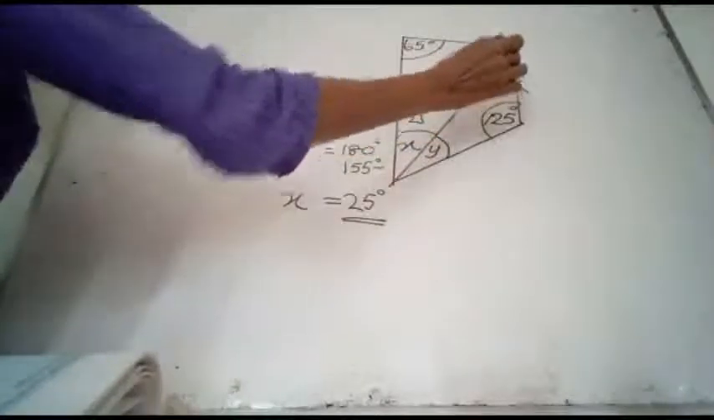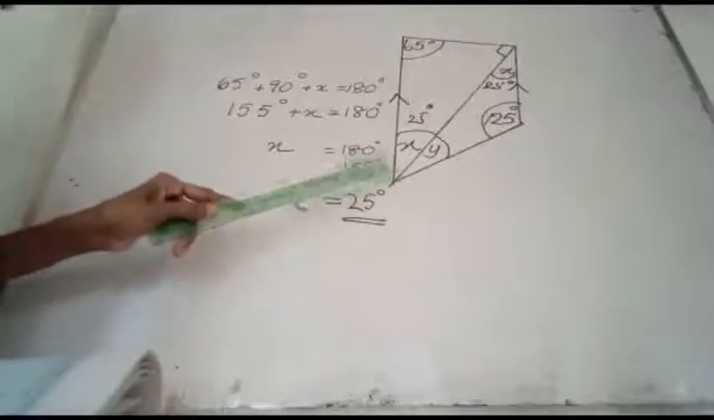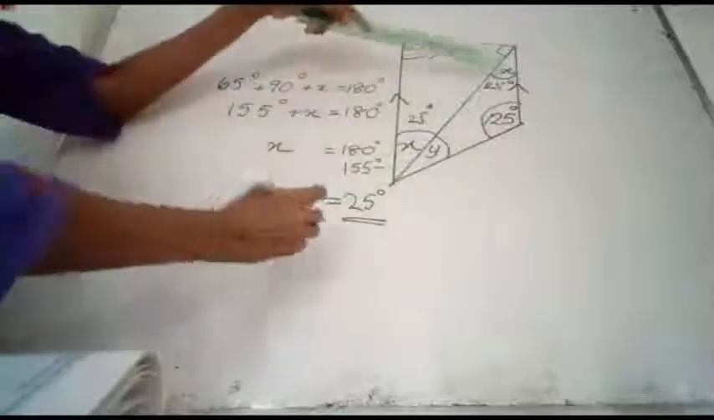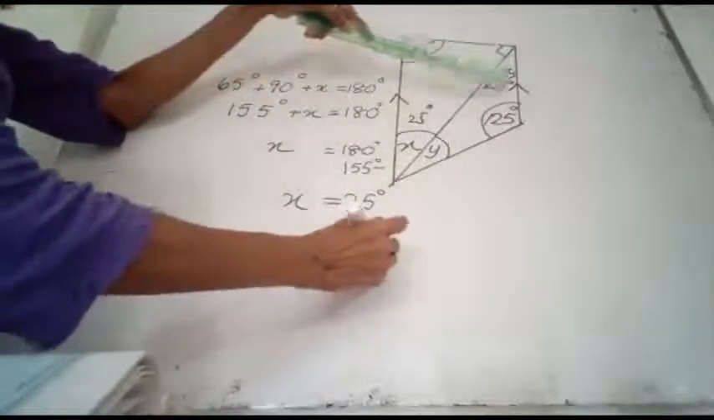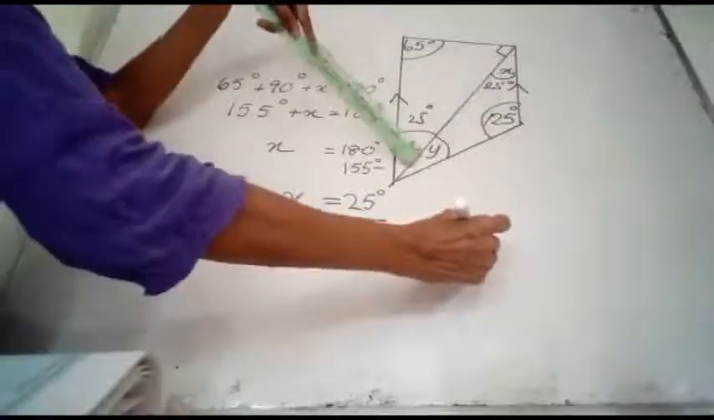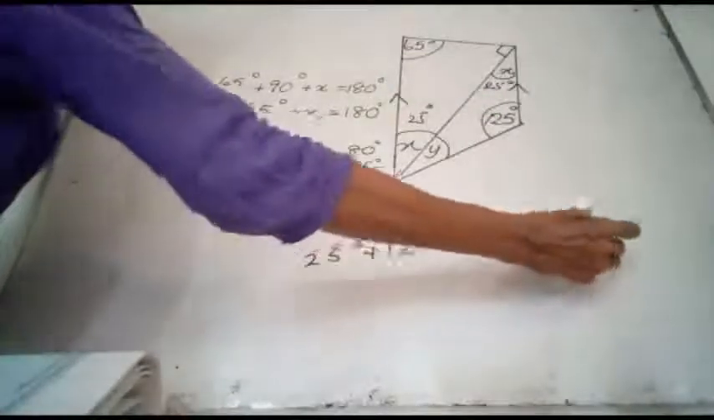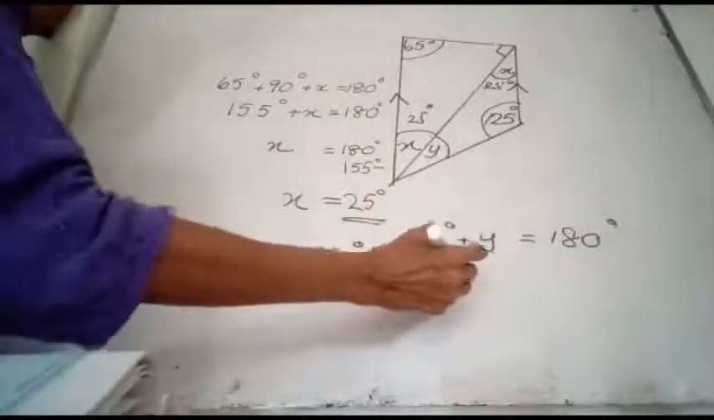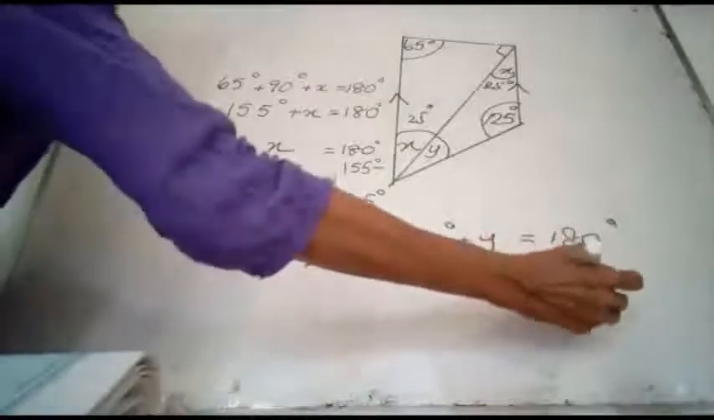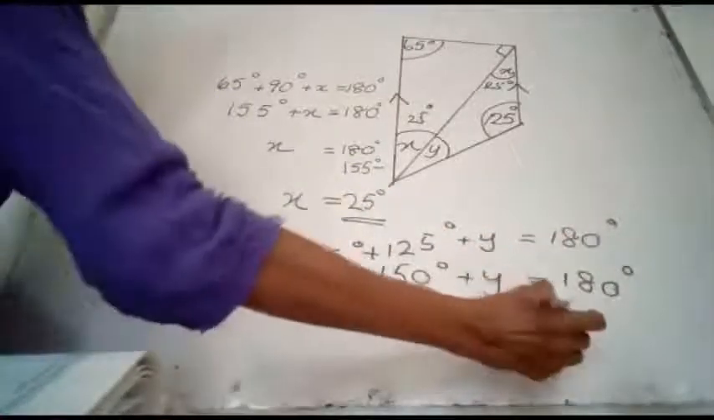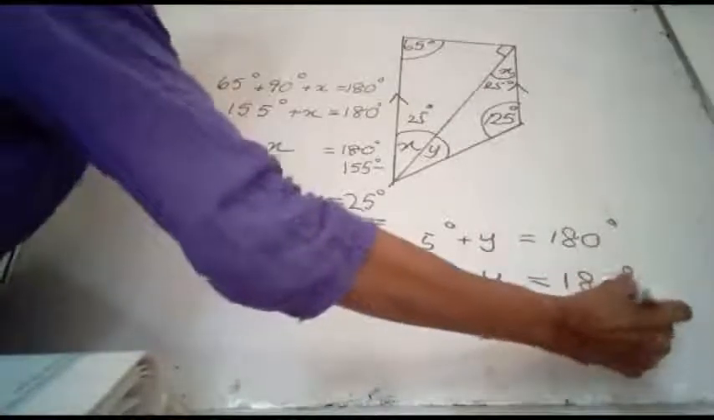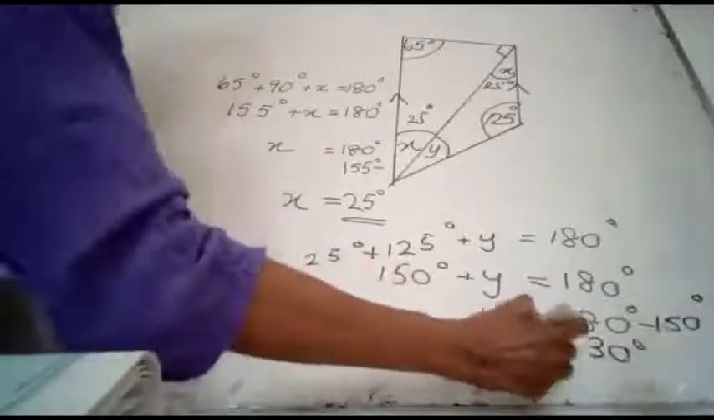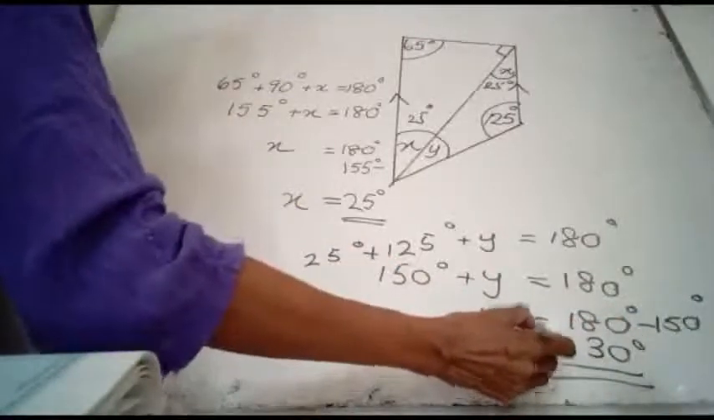Now, this is a triangle. This is also a triangle. The sum of three interior angles of a triangle is 180. Here 25 plus 125 plus y is equal to 180. 125 plus 25, 150 plus y is equal to 180. y is equal to 180 subtract 150, equal to 30 degrees. y is equal to 30 degrees.